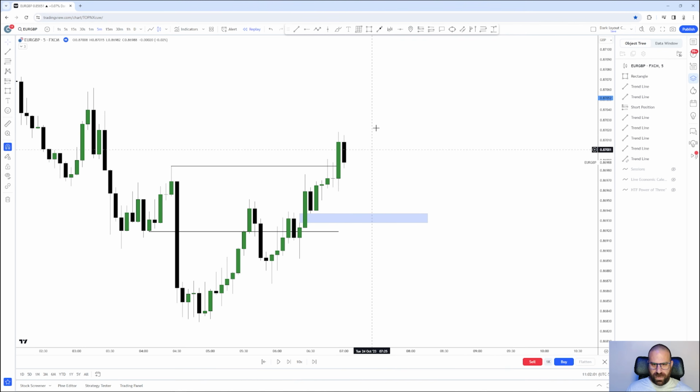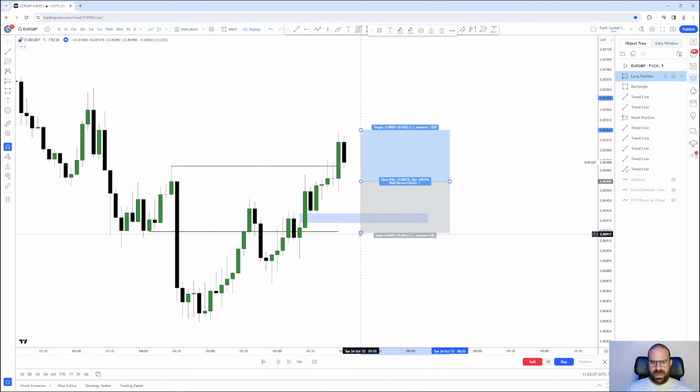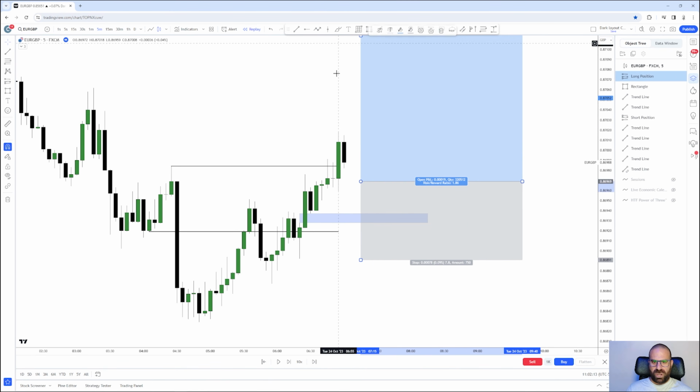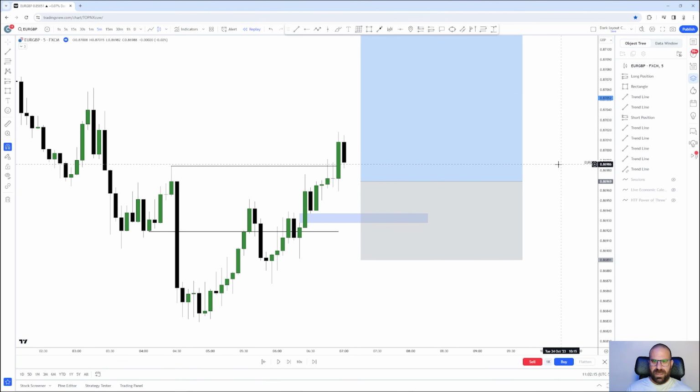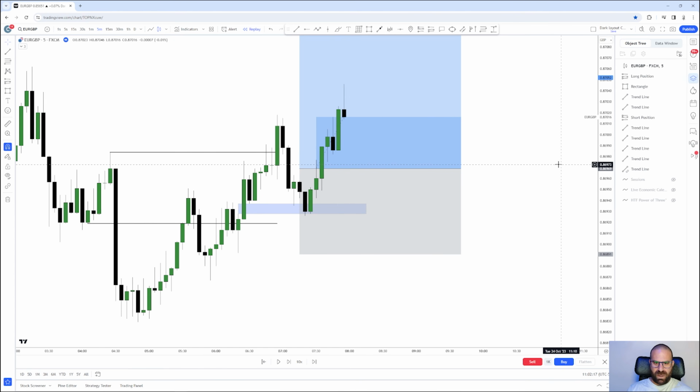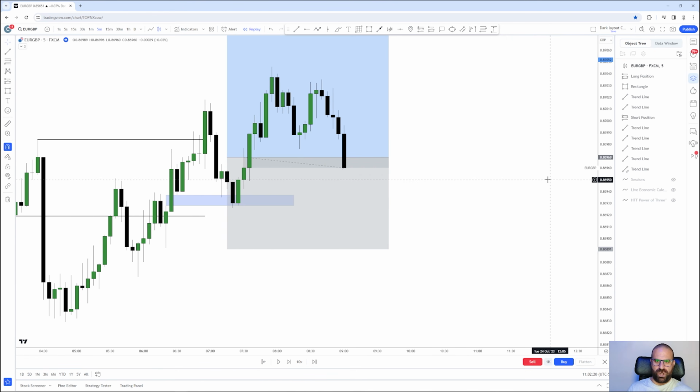So what I can do, I can either place my pending order here, I can even place it a little bit lower, and the stop loss can go below the breaker, or if I want to be extremely safe, below this low right here. Let's see how this one plays out. There you go, perfect reaction.